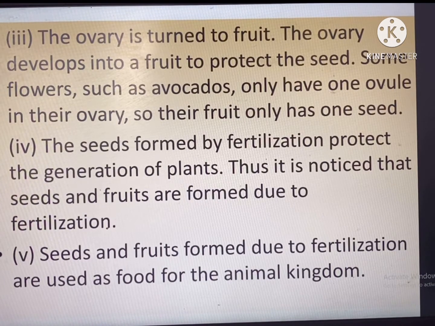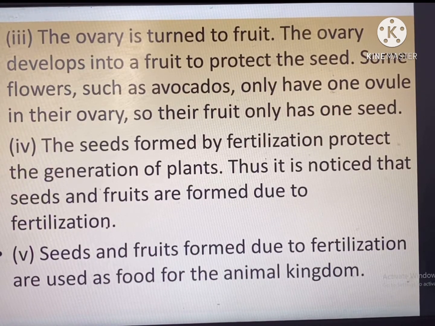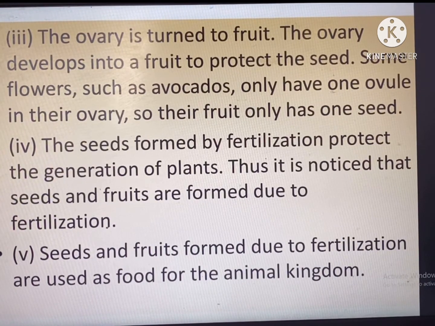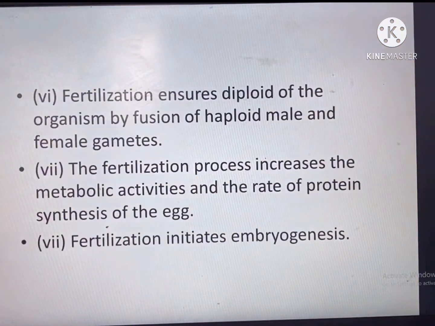And lastly, seeds and fruits formed due to fertilization are used as food for the animal kingdom. For example, corn, rice, wheat, beans, everything we eat is mostly formed of the endosperm. So it is obviously supplying the food and energy to the animal kingdom too.